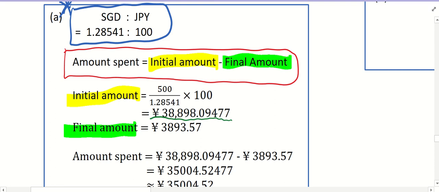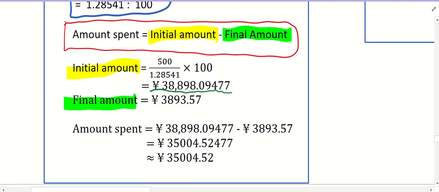I'll leave the answer as it is without rounding off to the nearest cent yet, because remember, for intermediate steps, we do not round off first. So we shall use it later over here. So I do not round off yet.